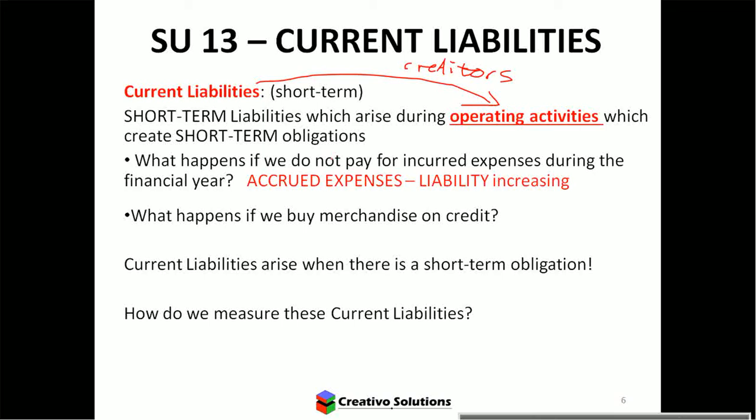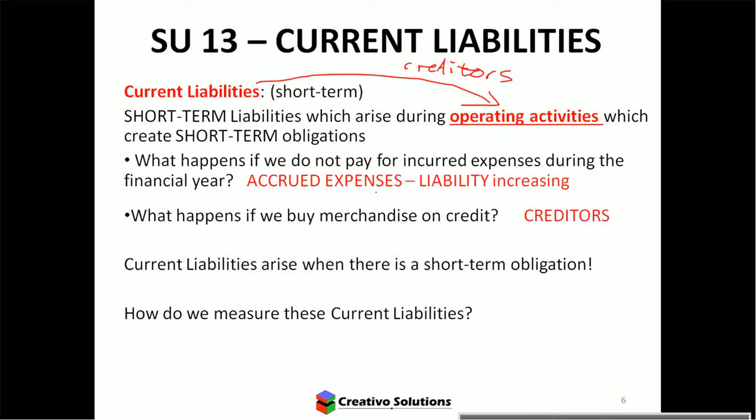What happens when we buy merchandise on credit? Our liability increases. Which one? Creditors. Creditors will increase. Creditors would be a liability that's financing an asset, in other words, the inventory. You're buying the stock, so your creditors would be affected negatively, and your stock would go up. It'll be increasing positively. Right, so debiting the inventory, crediting the creditors.